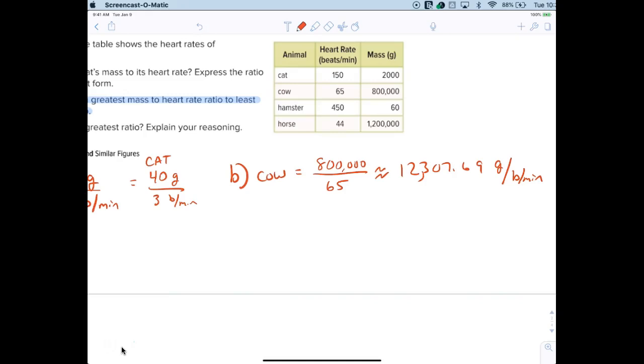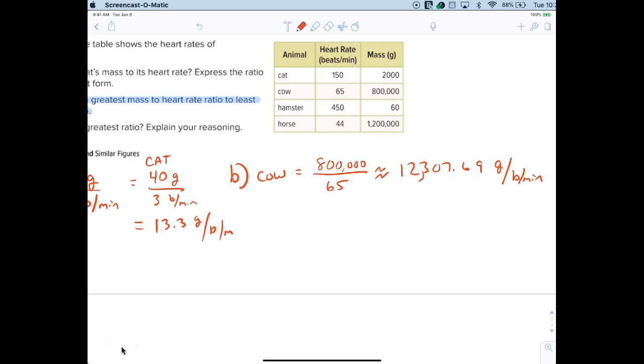So when everybody goes back to the cat, what would be the cat as a decimal? I need help with the decimal for the cat. Xavier, chop chop, what's the decimal for the cat? I think you did 400 divided by 3 instead of 40 divided by 3. 40 divided by 3 was what? Yeah, 13.3 repeated. All right, so it's 13.3 grams per beat per minute.